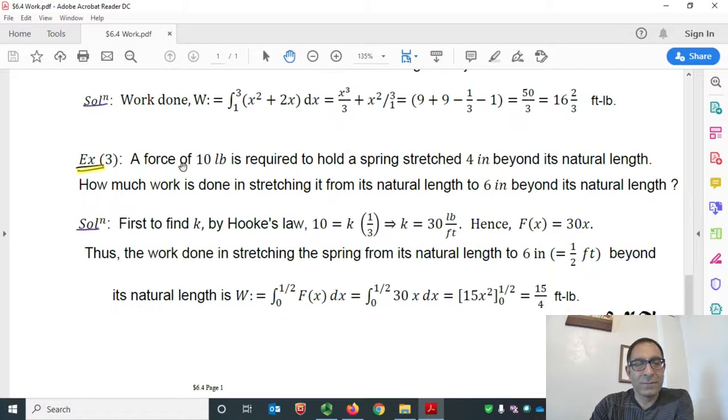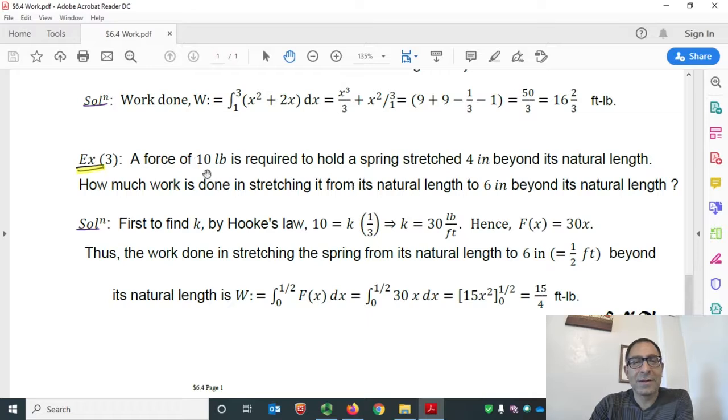Example 3. A force of 10 pounds is required to hold a spring stretched 4 inches beyond its natural length. How much work is done in stretching the spring from its natural length to 6 inches beyond its natural length?